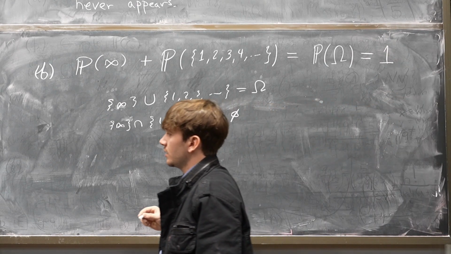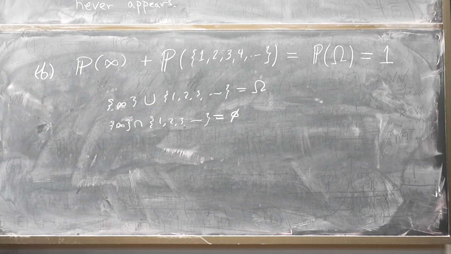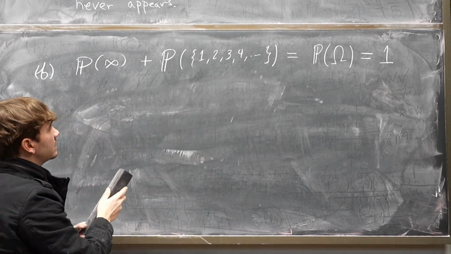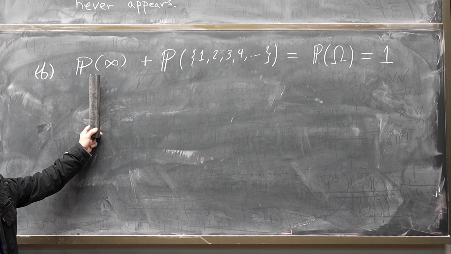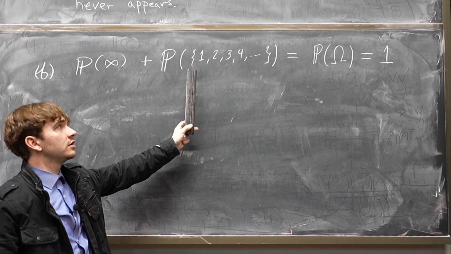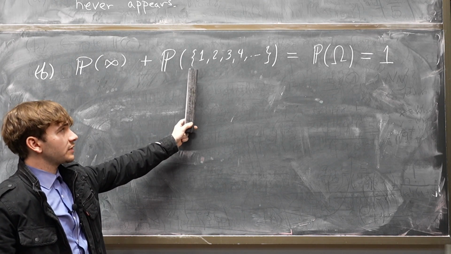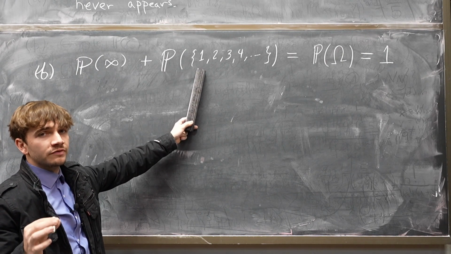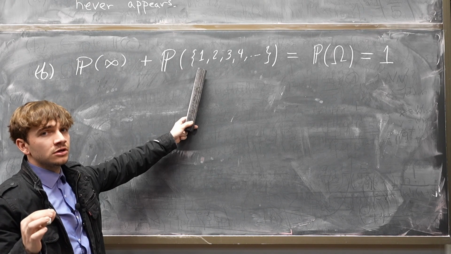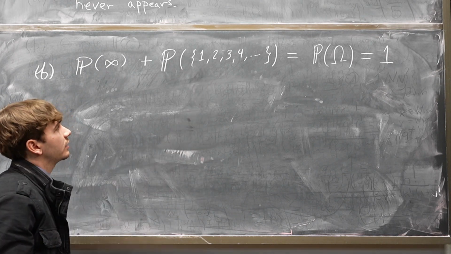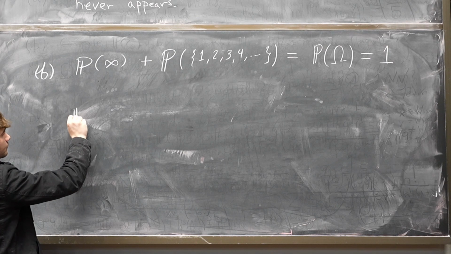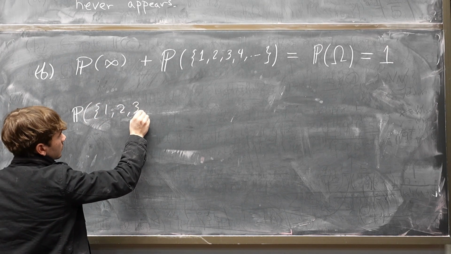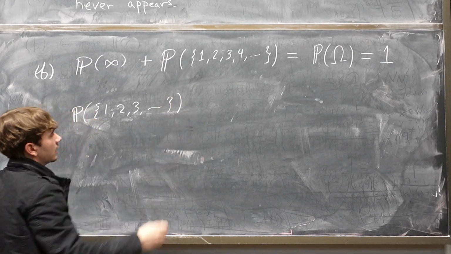Okay? Wonderful. So now, this tells me that in order to understand the probability of infinity occurring, I only need to understand the probability of observing a finite number of rolls before we see a 4. Okay? So the probability of this set, 1, 2, 3, going on.